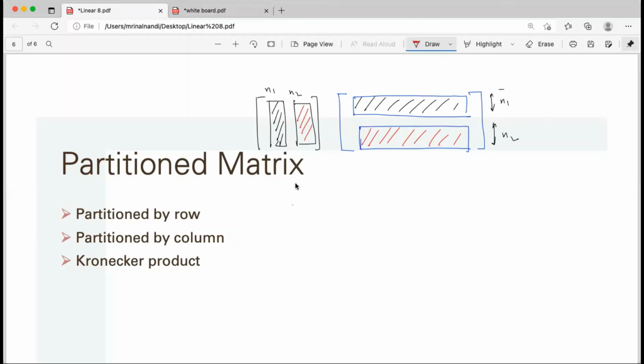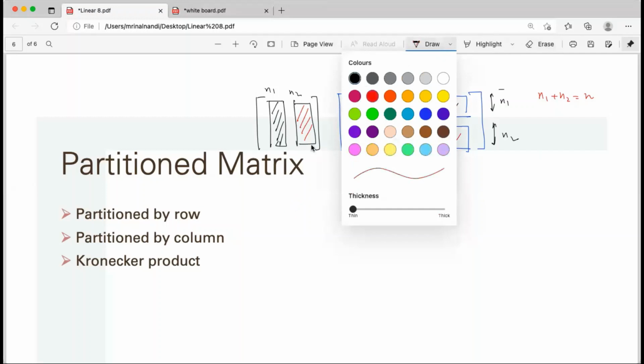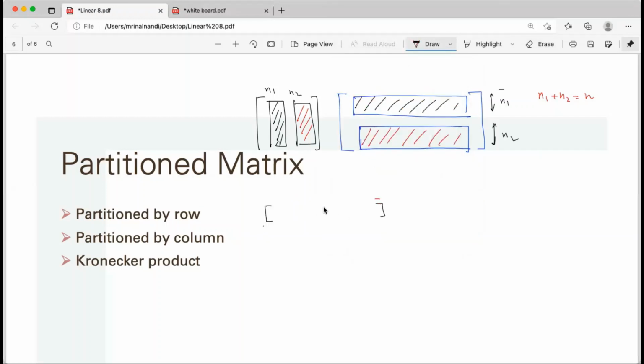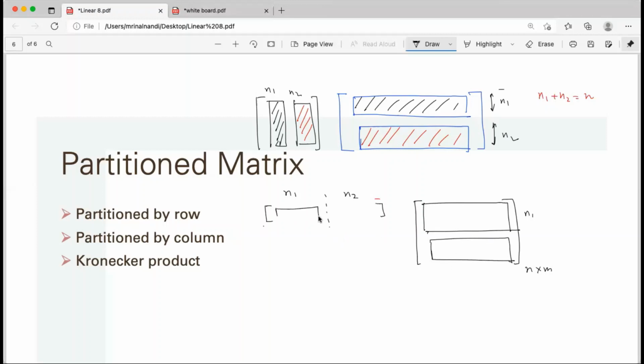So think of a 1 cross n matrix, say n1 plus n2 is n. It is a 1 cross n, with two different parts. These two different blocks are called blocks, n1 and n2, and you have a matrix here, n cross m. m is not important; it's the dimension of these row vectors, and you have a two-part partition, n1 and then n2. Two blocks.